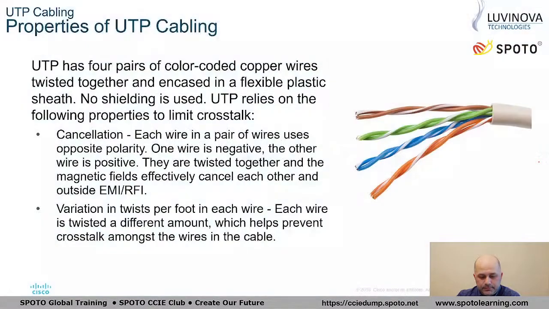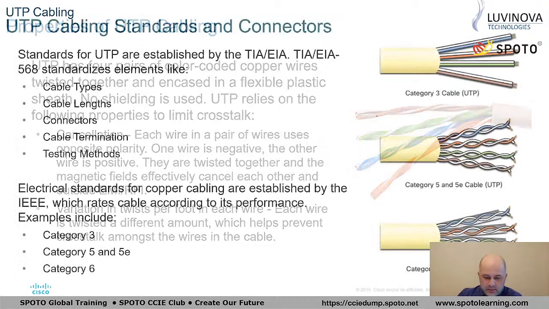UTP cabling has 4 pairs, and each pair has a color, right? So the colors are orange, white orange, blue, white blue, green, white green, and brown, white brown. Depending on how you line up those cables, you can create 2 different types of cables. Let's talk about it.